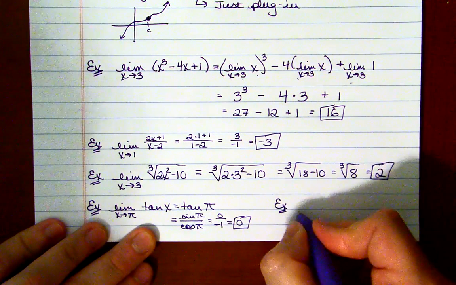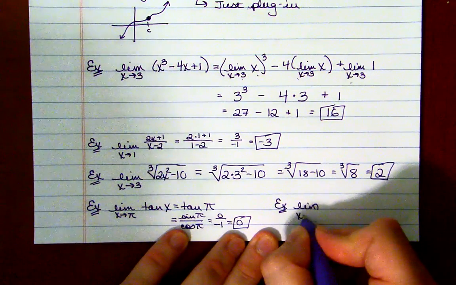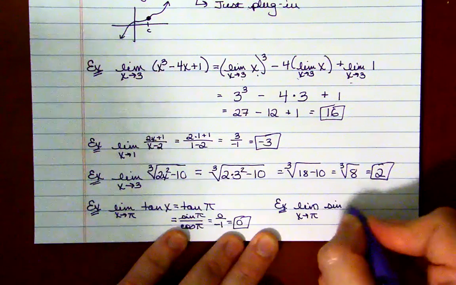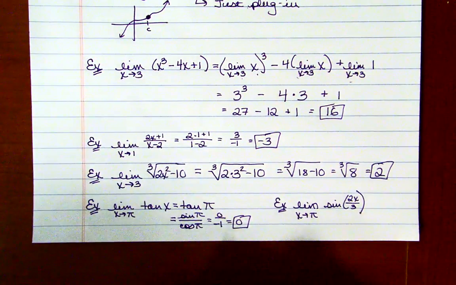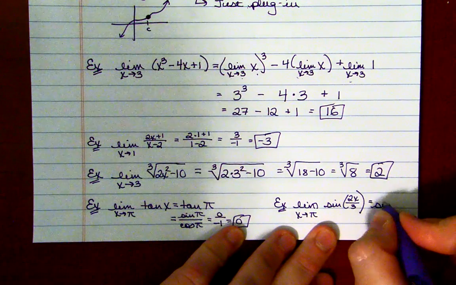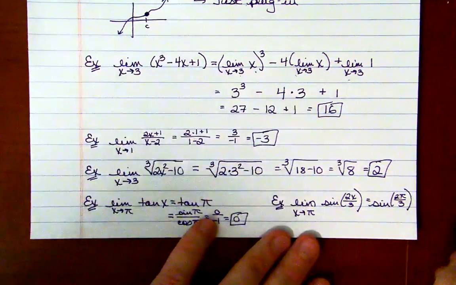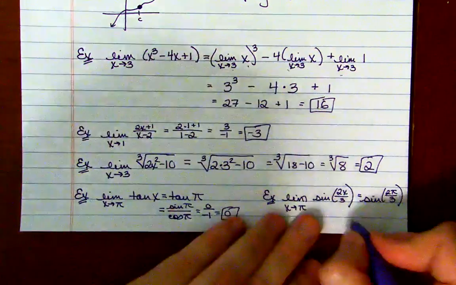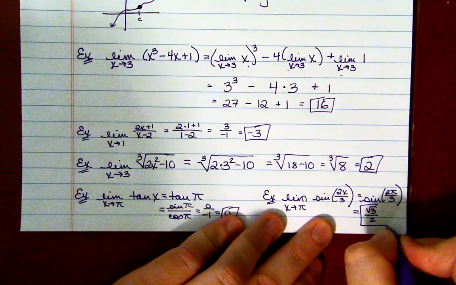One last one. You try this one. Limit as x approaches pi of the sine of 2x over 3. Try that one. Let's see, it's the sine of 2 pi over 3. Again, either draw out your right triangle in quadrant 2 or think about how the unit circle works, but your sine should end up being root 3 over 2.